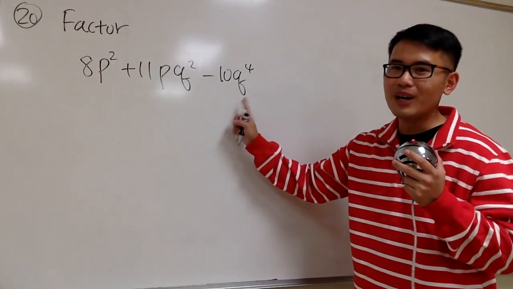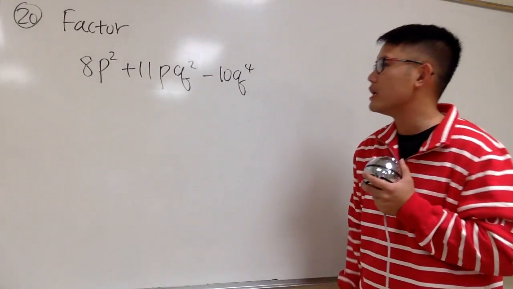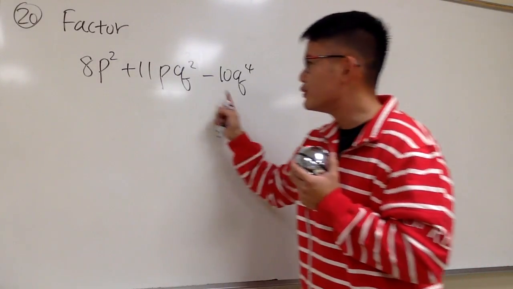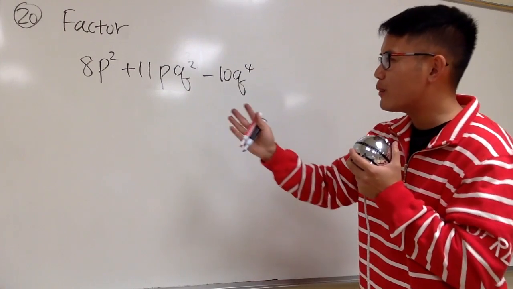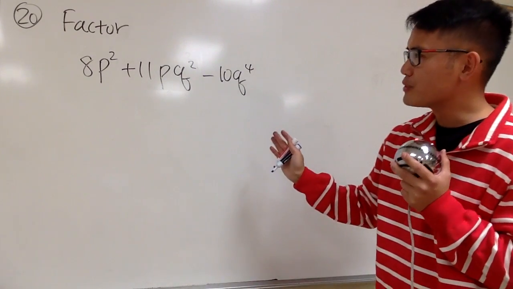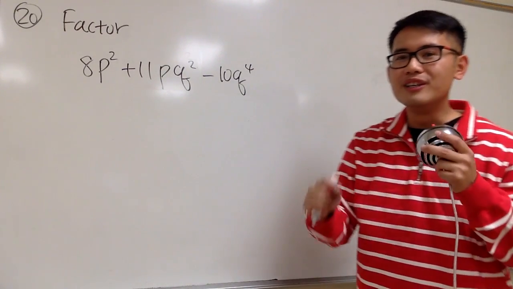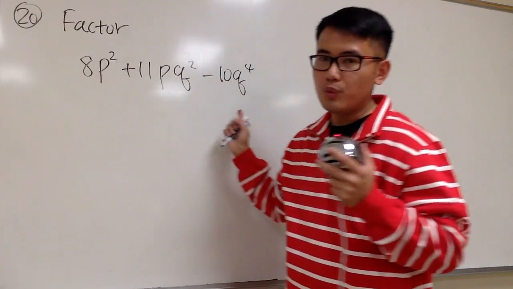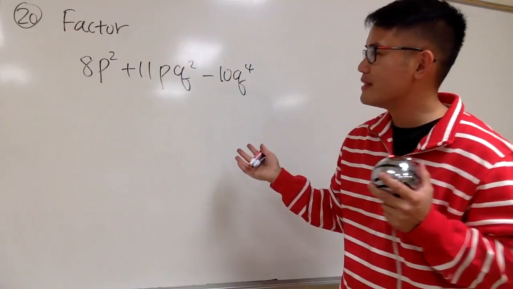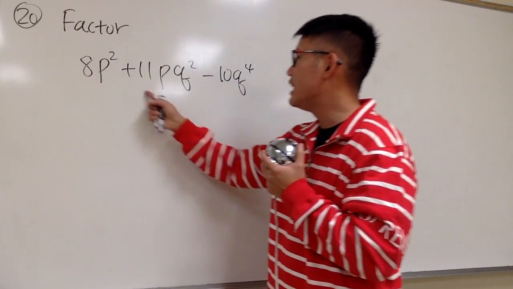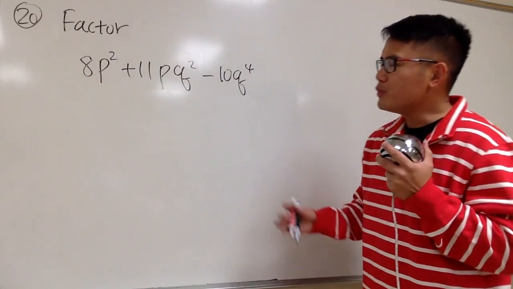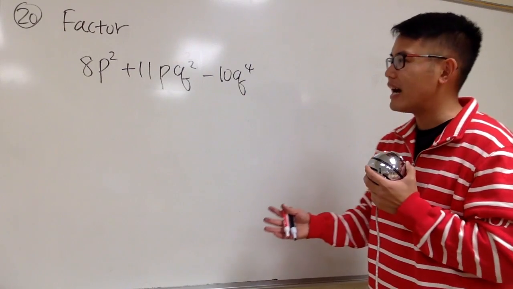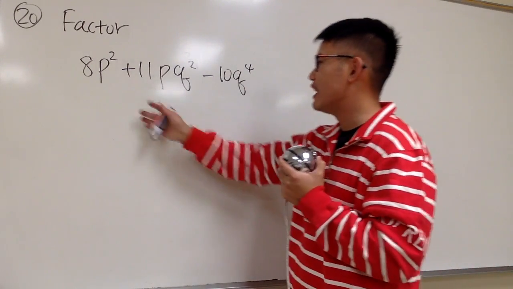And this is how we are going to factor out number 20. We have 1, 2, 3 terms, and we see that we have big numbers, and we also have a lot of variables. So it's a good habit to check right here, especially if we can factor out any GCF or not. But then if you look at 8, 11, and 10, we don't really have a number besides 1 that goes into 8, 11, and 10, right?